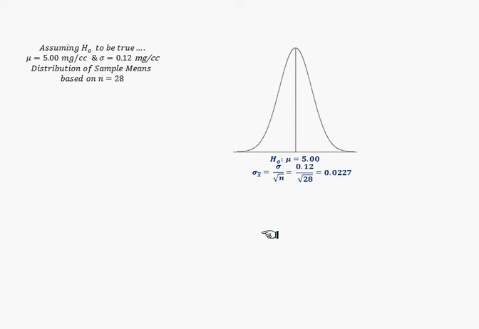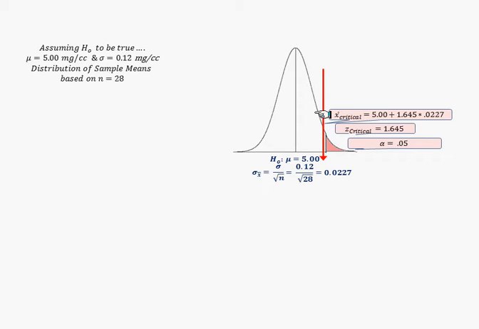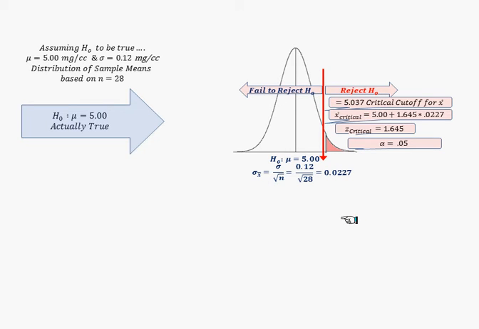at 5, and sigma sub x bar is 0.0227. We're looking at a 5% one tail, and the Z critical is 1.645. This gives rise to an x bar critical of 5.037. So if x bar is above 5.037 or z is above 1.645, we're going to reject H0. Otherwise, in this region to the left, we're going to fail to reject H0.